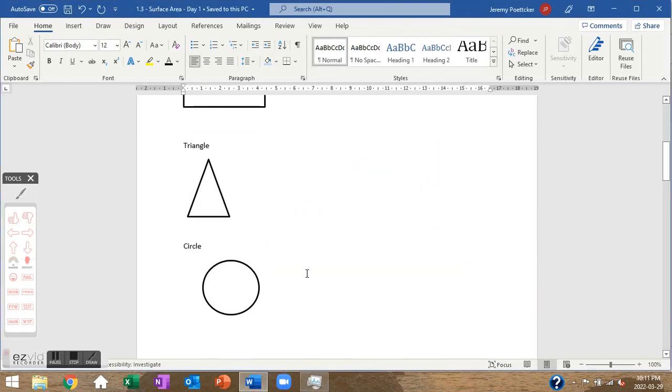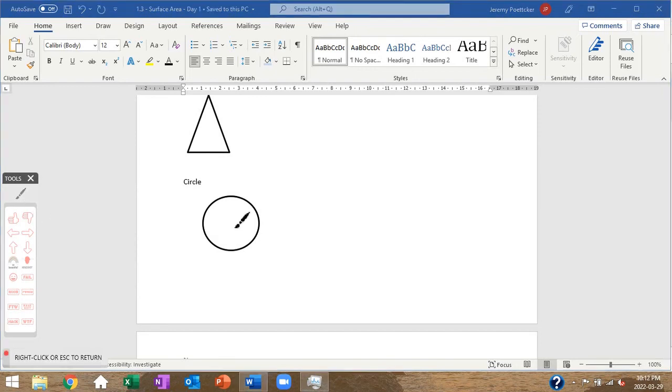The area of a circle, if I know the radius, is equal to pi times the radius squared. Area here is equal to pi times 2. Oh, we're going to pretend this is centimeters. 2 centimeters squared. Area is equal to pi.